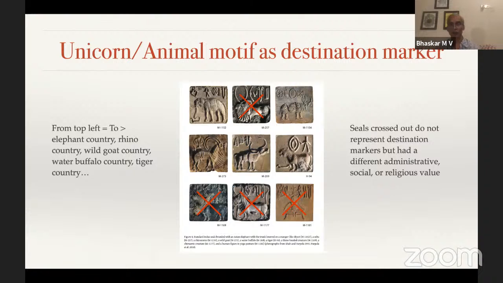And those that I have crossed out are different kinds of seals. They are not cargo destination marker seals at all. They represent some other administrative, social, or religious value, and they have nothing to do with the destination marker per se, or they may not even be talking cargo. They may be talking about something else altogether, a completely different subject.